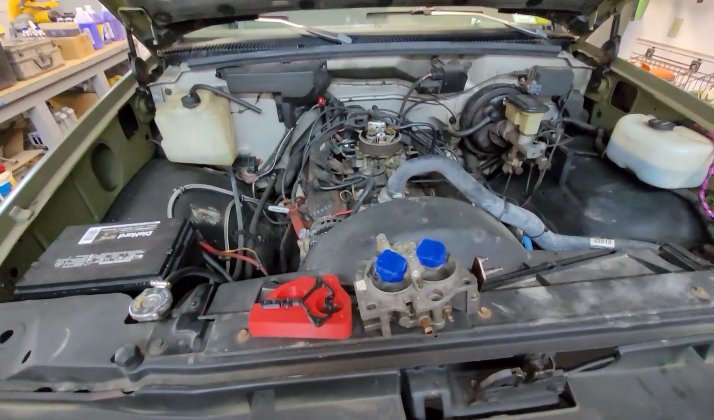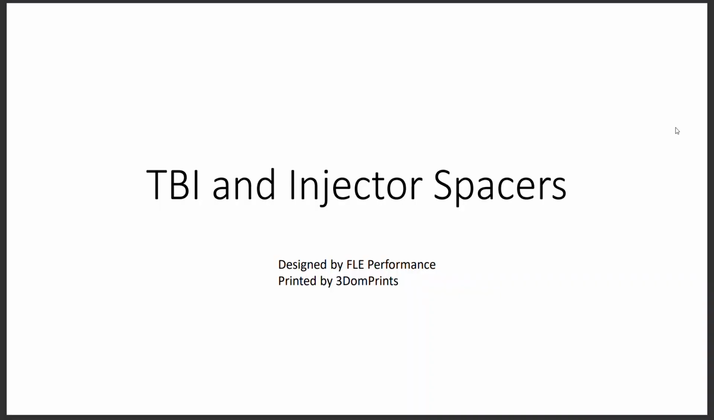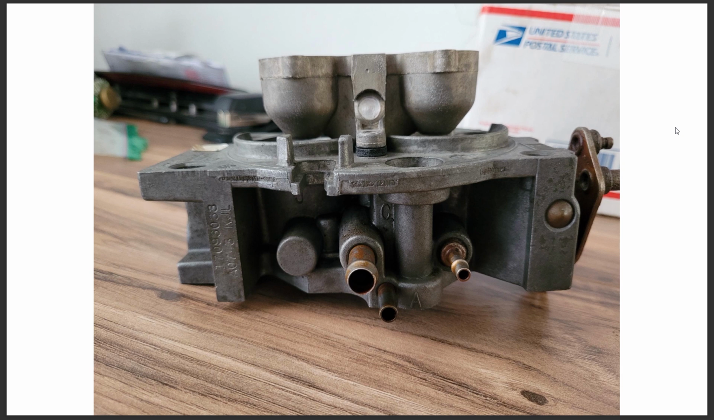So let's get started. Before we get into our baseline runs with the stock throttle body setup, I want to go over some of the principles behind our TBI and injector spacers. The first one we're going to look at is the injector pod spacer. In the picture shown here, we have the stock gasket in there. As you can see, it's very thin.